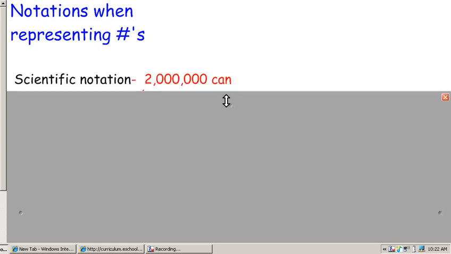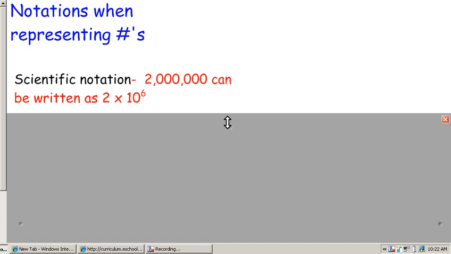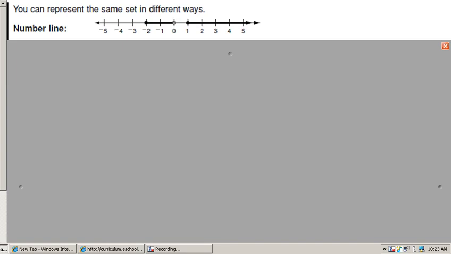Well, if we look at notations in math, so notations when we're representing numbers, one that you are probably familiar with to this point is scientific notation. So you can represent 2 million by 2 times 10 to the 6. And scientific notation helps us write really big numbers and really small numbers in a simpler form. Now if we go on to what we are looking at in this lesson, we're going to be looking at some different types of notations. So we're going to add 2 or 3 or 4 more types of notations to our repertoire so we can use them in this lesson.